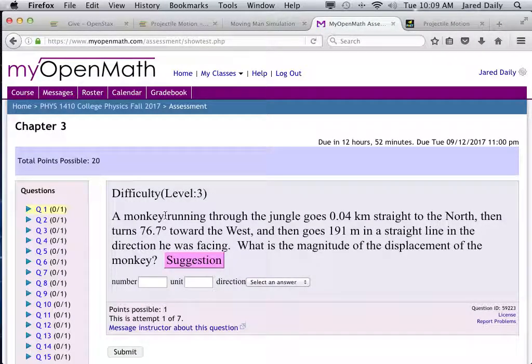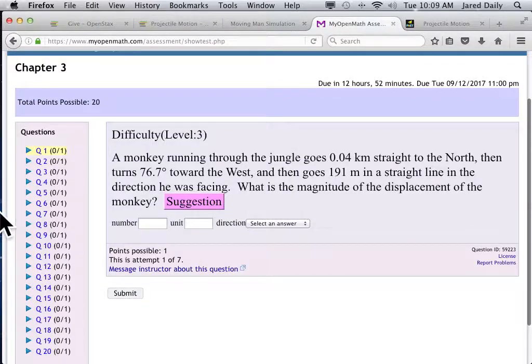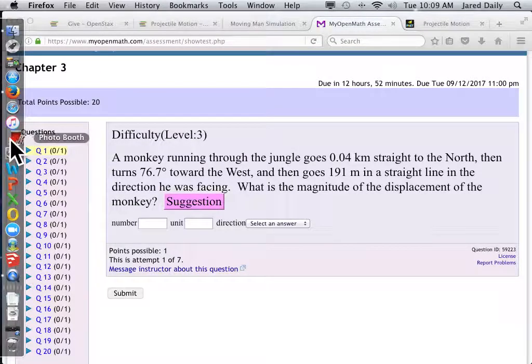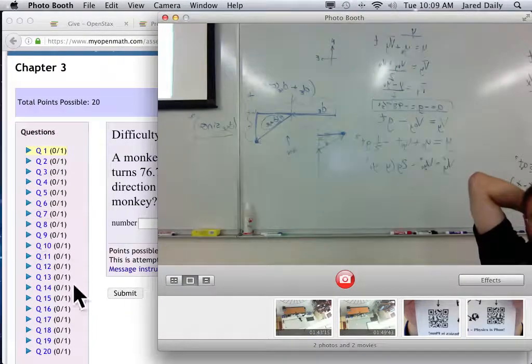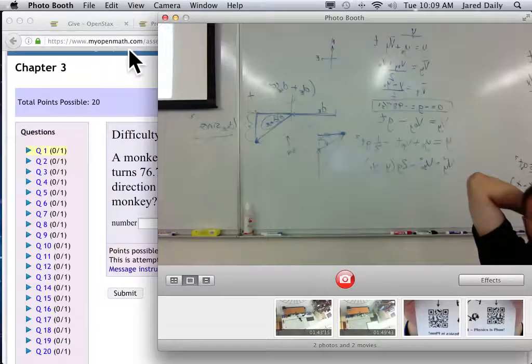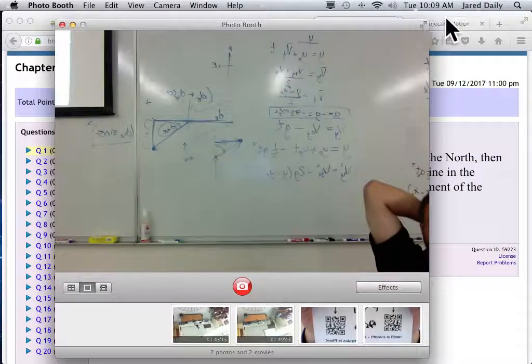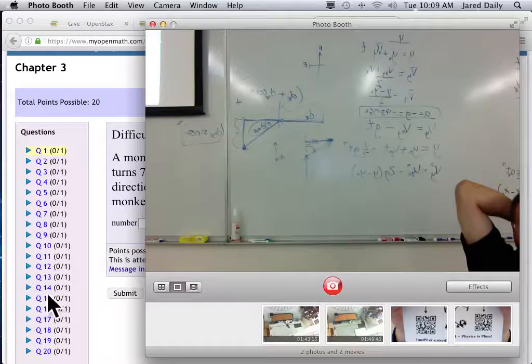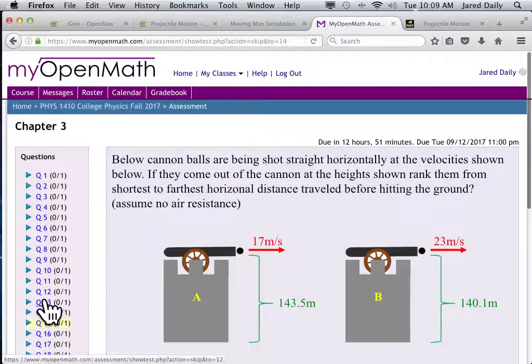Does anybody else have a problem from this homework set that they want to look at? I would like to look at number 15. Number 15. Okay. Let's take, oh yes, the cannonball.